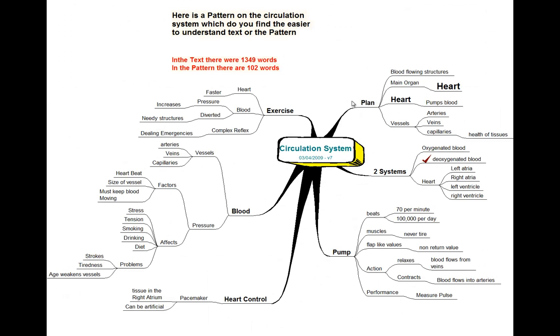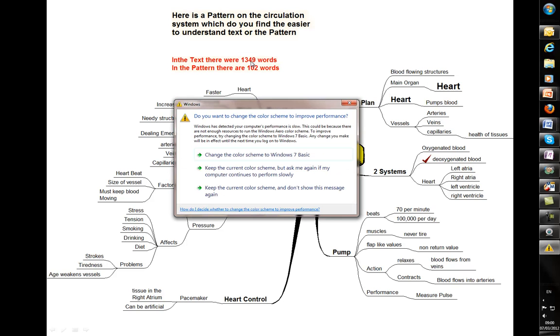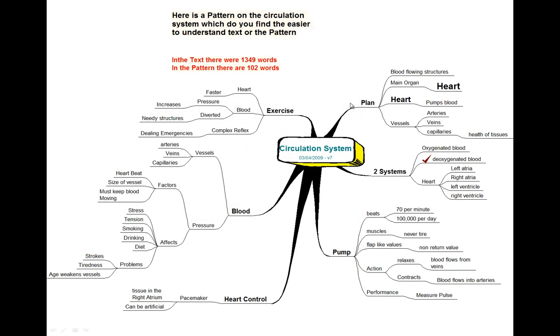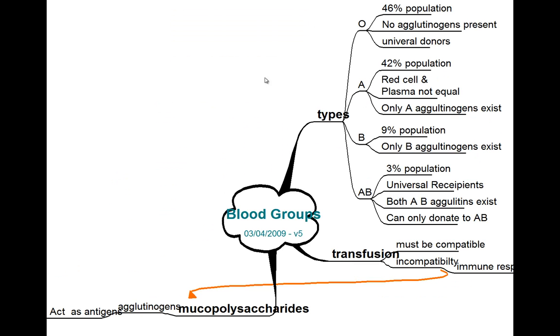Now in this one, I'm showing you how you can change, for instance, the word text. In the text, there was 1,349 words. In this one, in this pattern, there's only 102. So we've reduced that entire topic down from 1,349 words just to 102. This is an A-level one going through. You can have a look at that one just to show you can map anything.